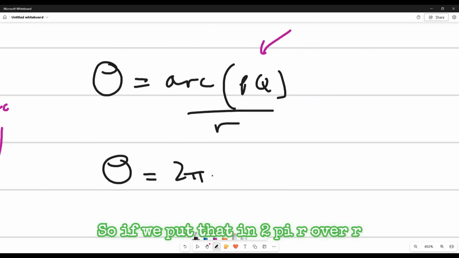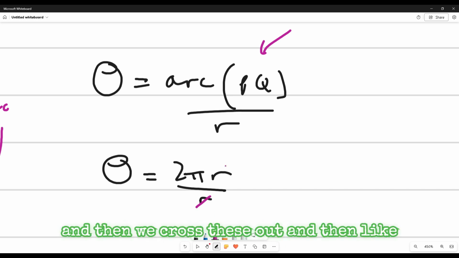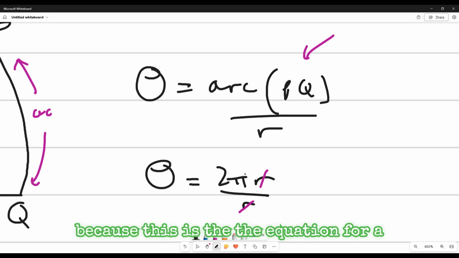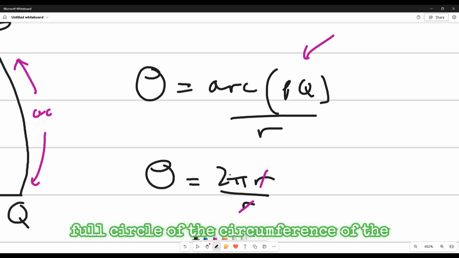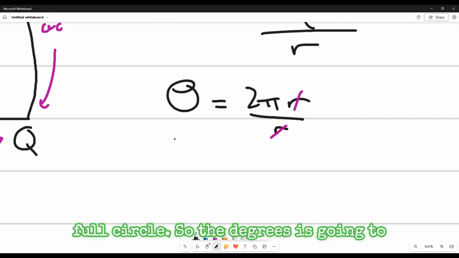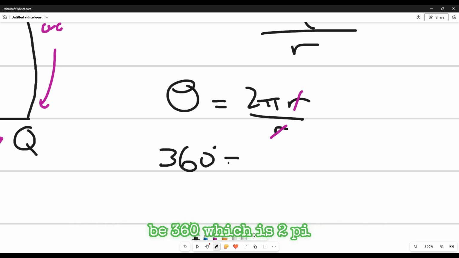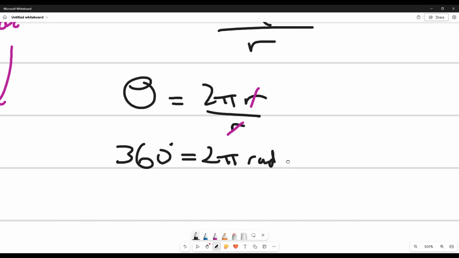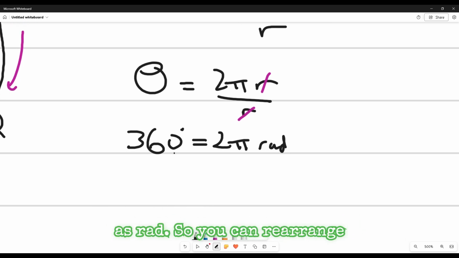So if we put that in, 2 pi R over R, and we cross these out. And then, like I said, this is only if it's a full circle, because this is the equation for the circumference of the full circle. So the degrees is going to be 360, which is 2 pi. And this is actually measured in rads, or radians, but I'm just going to write it as rad.